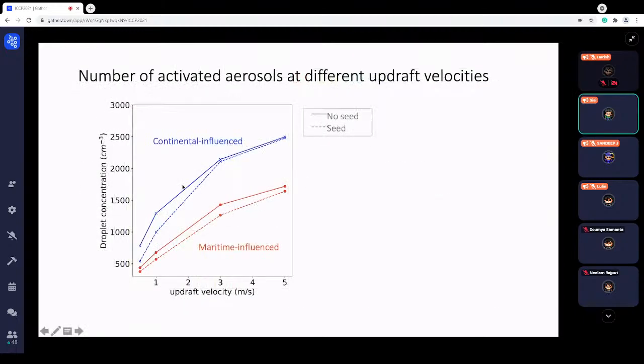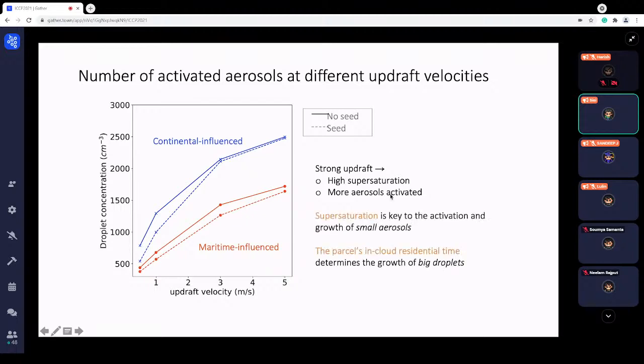Meanwhile, we see the aerosol activation is more sensitive to the supersaturation. The plot shows the number concentration of activated aerosols varied with updraft. A high updraft can produce higher supersaturation, therefore more droplets are activated. Therefore, the impact of updraft is twofold. First, it modulates the supersaturation, which is critical to the activation of small particles. It also determines the air parcel's in-cloud residence time, which is important to the growth of the big droplets.